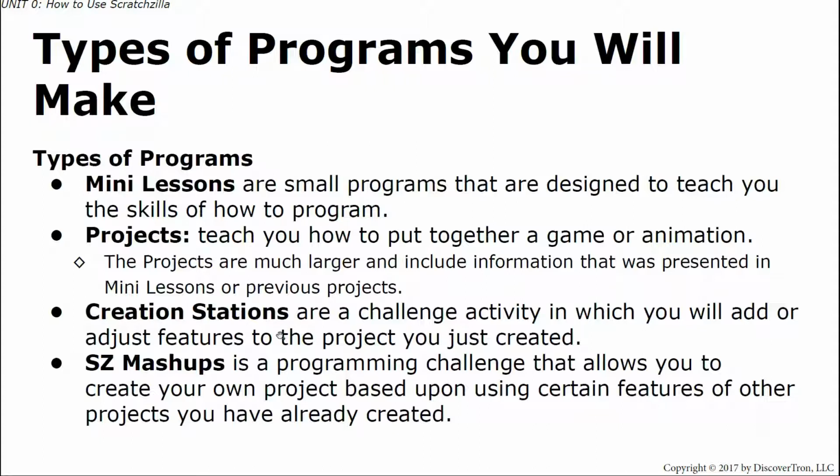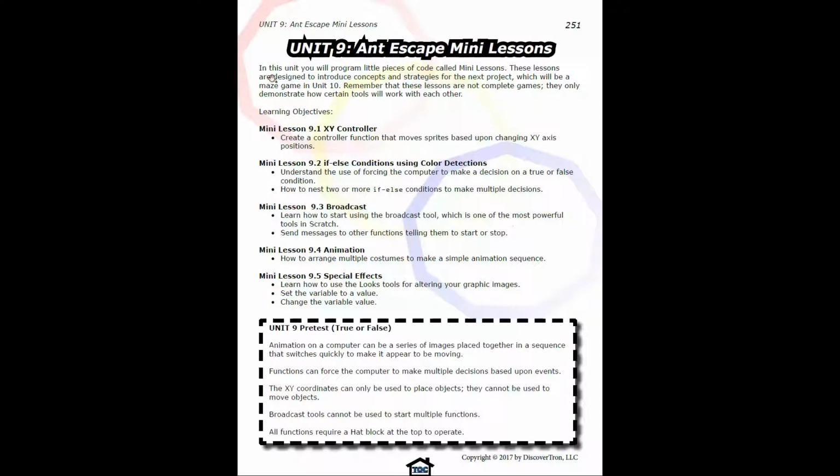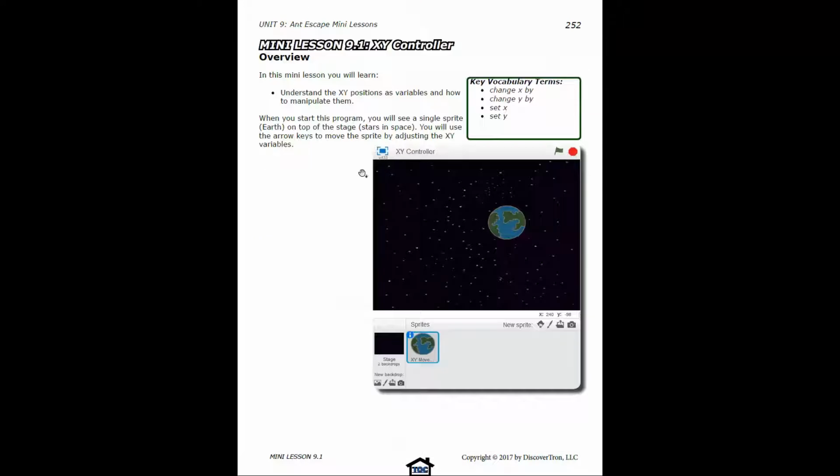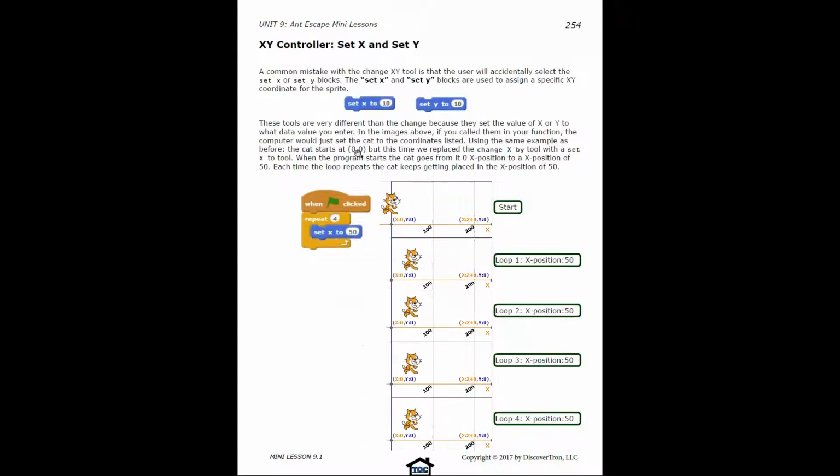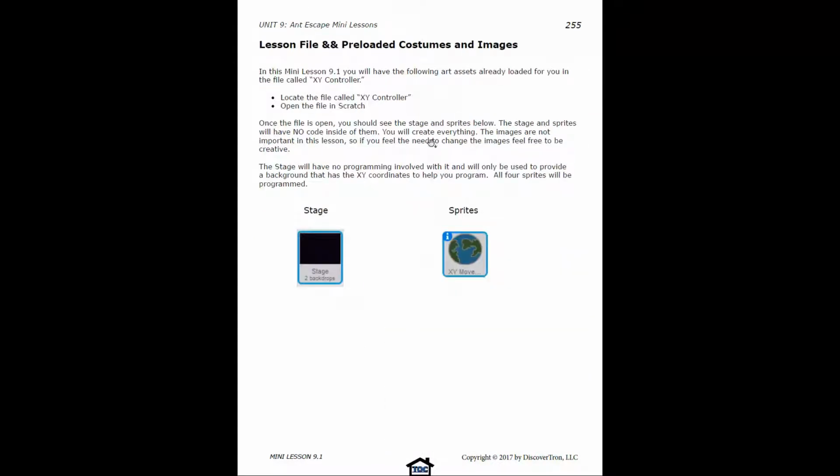Let's switch over so I can quickly show you what these mini lessons look like and the starting and stopping of the programs. To start, we pulled up Unit 9, the Ant Escape mini lessons. I just picked this one because it's the first one I saw. So Unit 9, and there's 5 mini lessons. Each unit will always have 5 little mini lessons. When I quickly go through the instructional content, you can see we have some explanations of what's going on here.